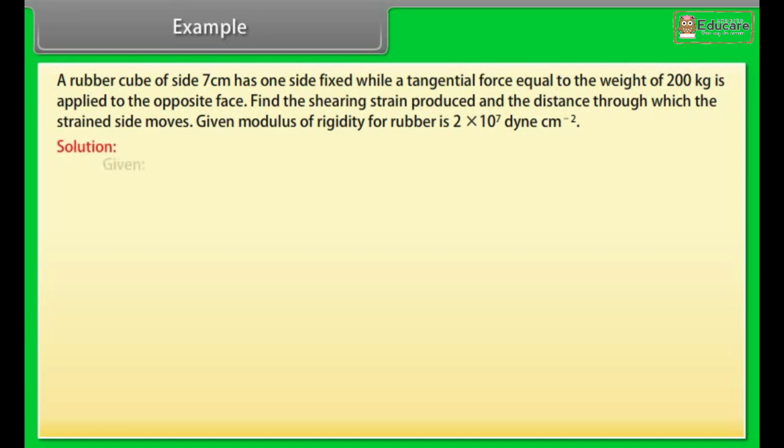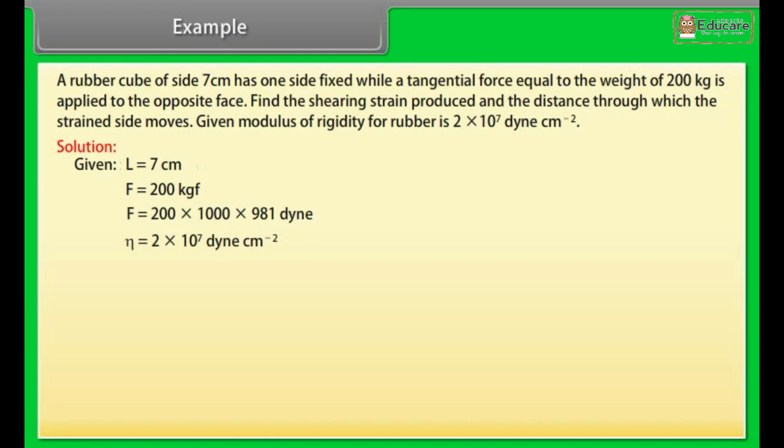Let's see the solution. Given L is equal to 7 cm and F is equal to 200 kgf. Converting the value of F into dynes, we get F is equal to 200 into 1000 into 981 dyne. Eta is given by 2 into 10 raised to the power 7 dyne per centimeter square. We know that the area of the face of the cube A is equal to L square. Putting the values of L into the above equation, we get A is equal to 7 into 7 centimeter square, which is equal to 49 centimeter square.